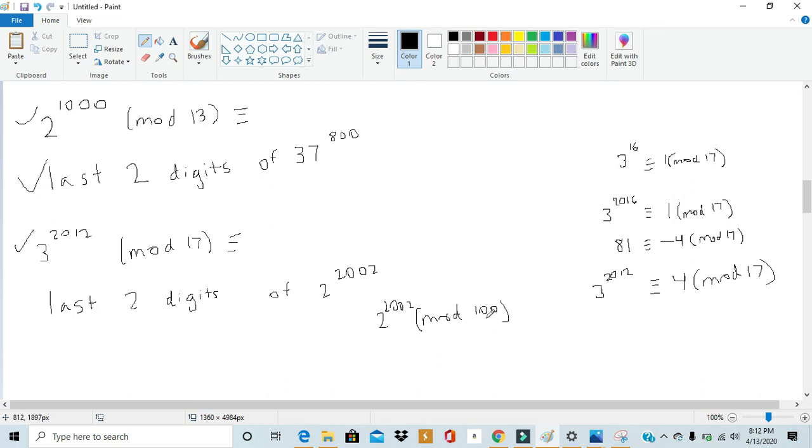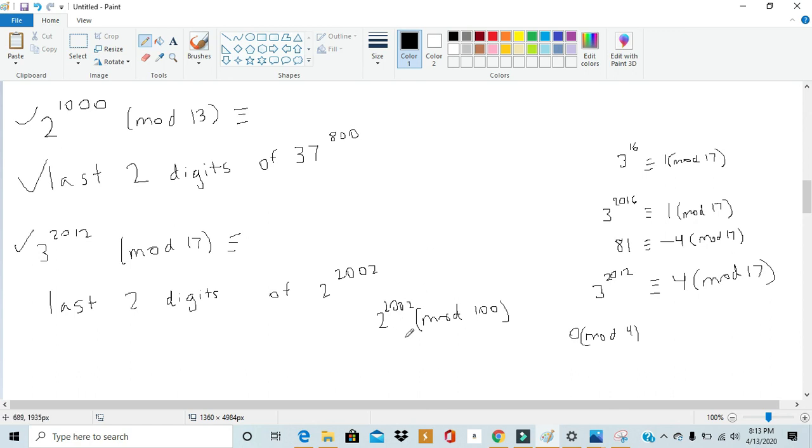Well, 100 is just a product of 4 and 25. So if we find out what 2 to the 2002 is in terms of mod 25 and mod 4, we can find out what it is mod 100. Well, 2 to the 2002 is 0 mod 4, because 2 to the 2 is 0 mod 4, and 2 to the 2002 is just 2 to the 2 raised to the 1001. So we already know that this thing is 0 mod 4.